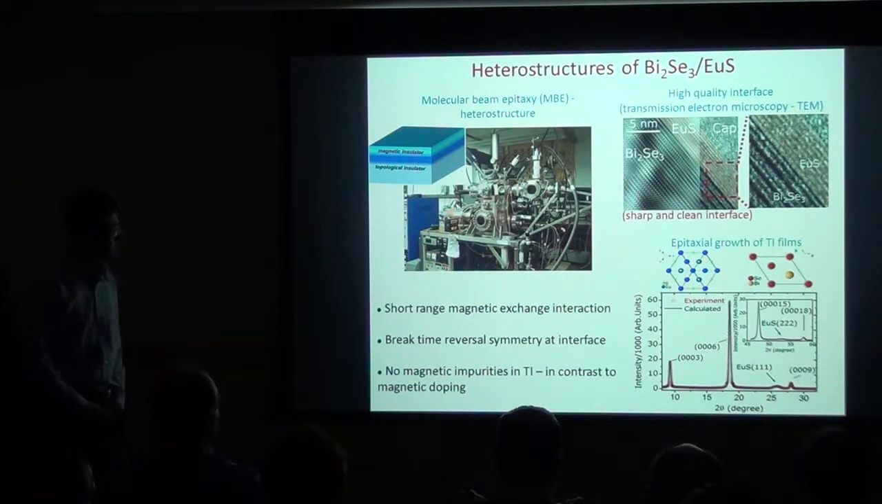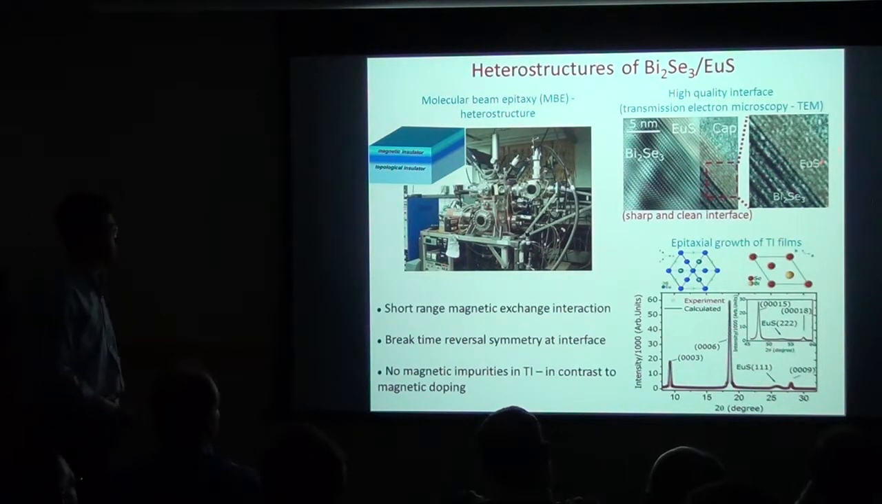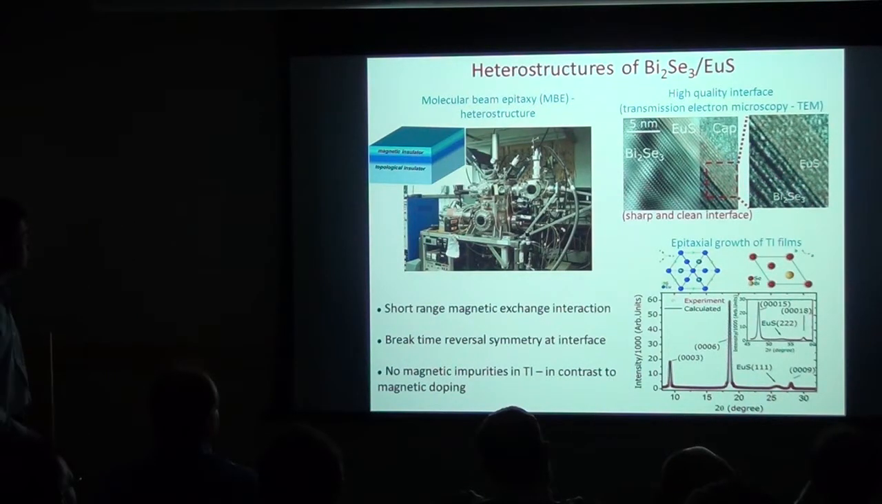analysis. So a unique advantage of this approach is that you can use europium sulfide to proximity-induce magnetism into bismuth selenide, and you don't have to disturb the crystal structure of bismuth selenide. In contrast, if you dope bismuth selenide with magnetic ions, this approach makes the system very clean.